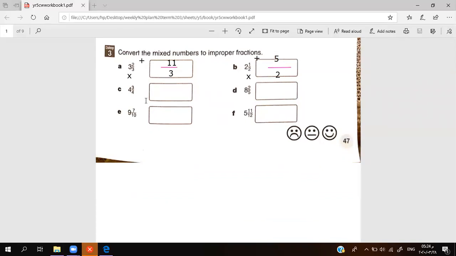It's very easy. Let's do the next one. Here is the fraction. The numerator stays as it is, which is 4 in this case. And then I multiply down and add up. Let's multiply the whole number by the down number. 4 times 4, 16. And then I add up the top number, which is 3. 16 plus 3 is going to give me 19.